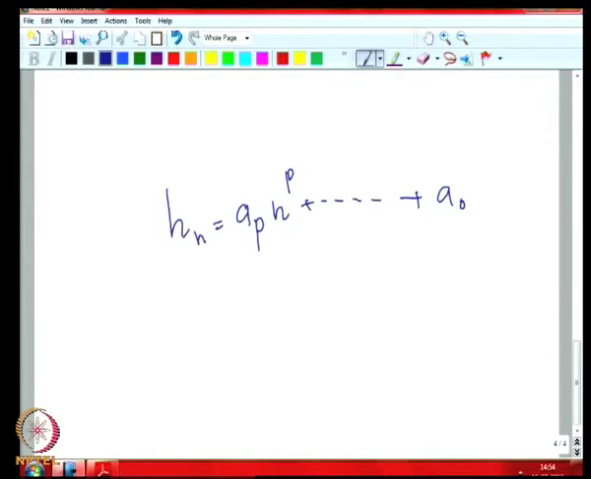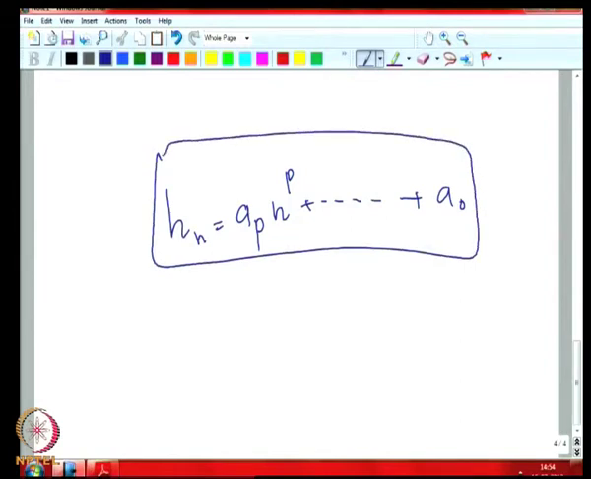Now, let us look at the general term. By the induction hypothesis, we know that for any polynomial of degree p minus 1 or less, when the general term is a polynomial of degree p minus 1 or less in n, the statement is true. That means the pth row onwards is 0.